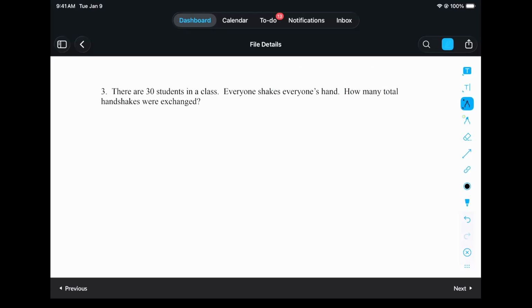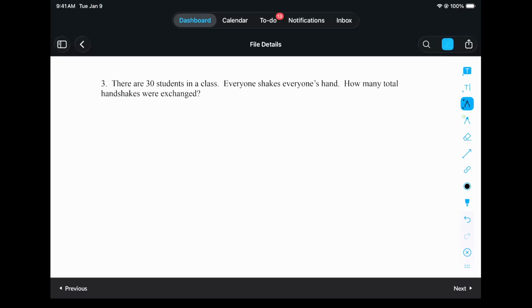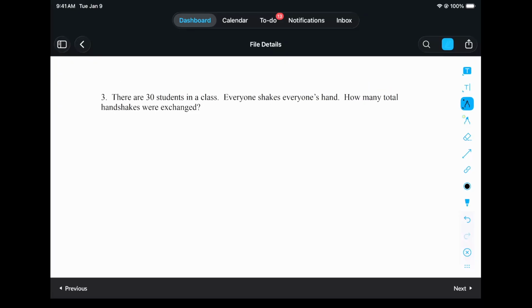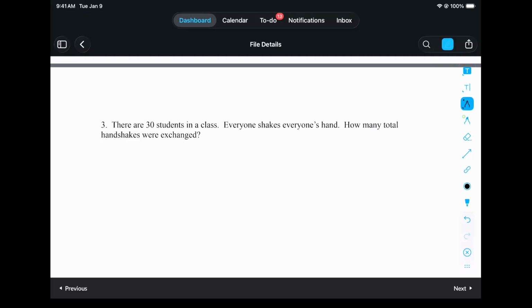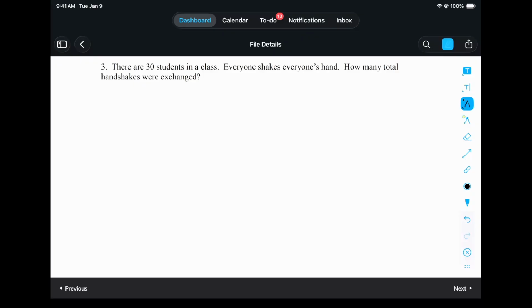handshake problem from class. There's 30 students in a class. Everyone shakes everyone's hand. How many handshakes were exchanged? Right? The rule from class. I was gonna write it, but I actually don't want to. The rule that we established was everyone shakes everyone's hands once. And once a pair shakes hands, they do not shake again.